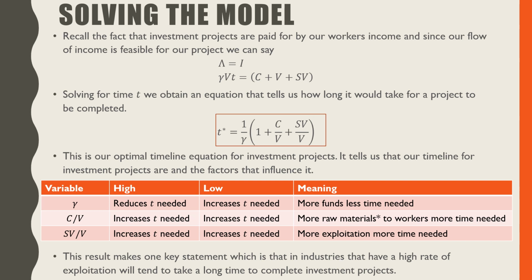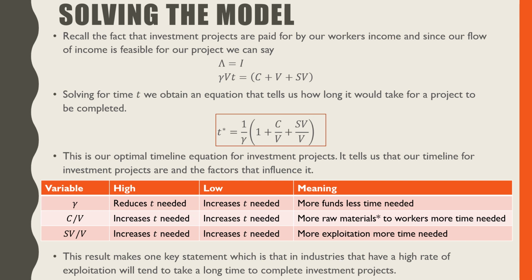So in terms of solving the model, recall the fact that investment projects are paid for by our workers' income. And since our flow of income is feasible for our project, we can simply say that we solve where capital lambda is equal to I. Or in a little bit more of a disaggregated sense, that we have our tax rate times our value term times this time variable T is equal to this value decomposition of all investment projects, right?